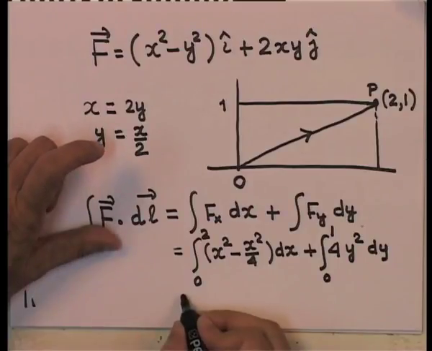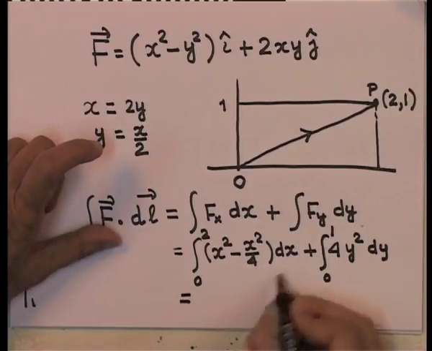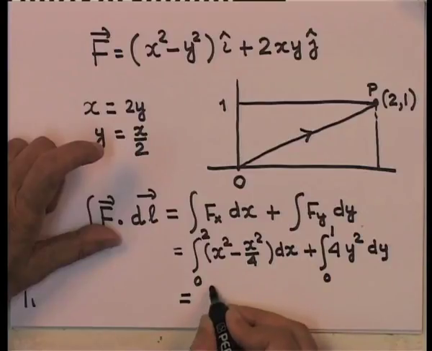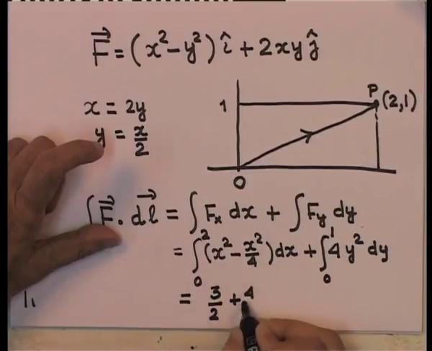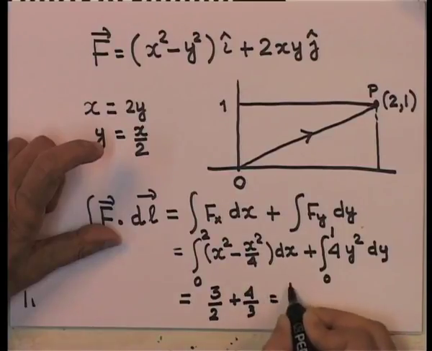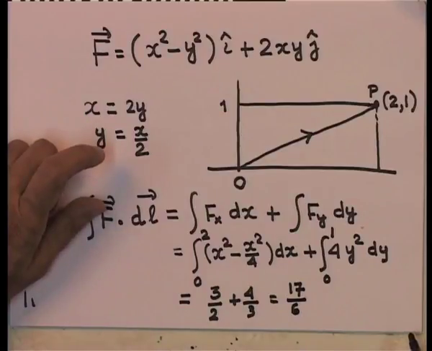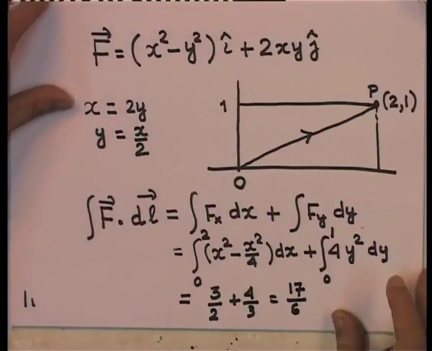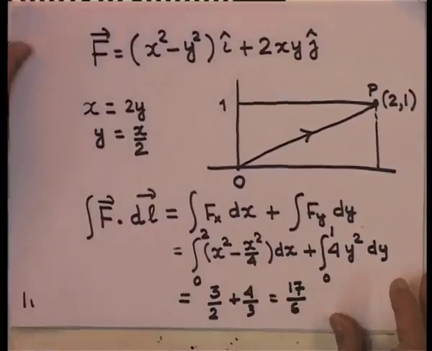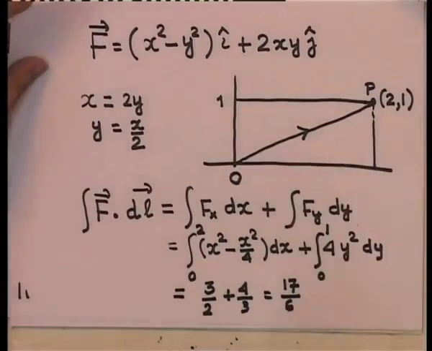You compute this, this is a trivial integration, you will get this to be equal to 3 by 2 plus 4 by 3, which is equal to 17 by 6. So, that is the work done along this line.